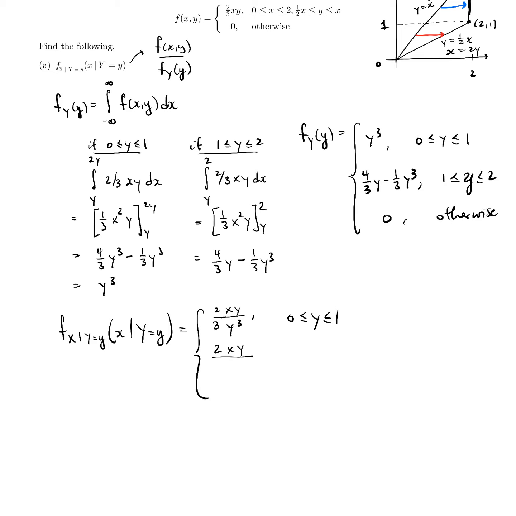2xy over 3. And then we have this in the denominator, so I'll put that on a common denominator of 3 and multiply by the reciprocal, so that 3 will go upstairs, and then we'll end up with 4y minus y cubed, and that is valid from 1 less than or equal to y less than or equal to 2, and again 0 otherwise.